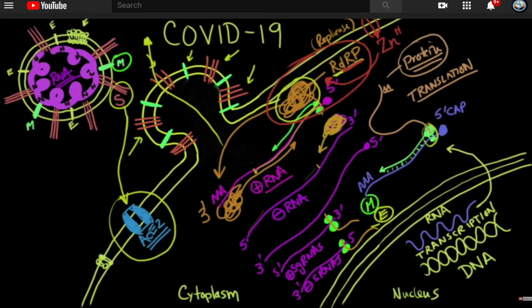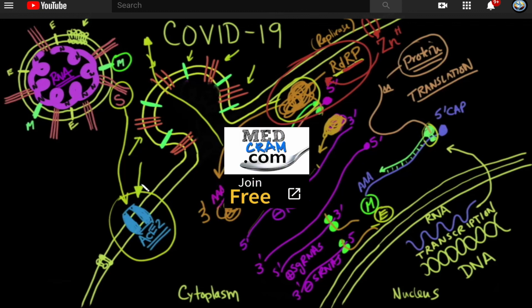So getting back to the life cycle of the coronavirus, the other thing that is an area of potential attack would be this ACE2 receptor, which we will cover in later updates.